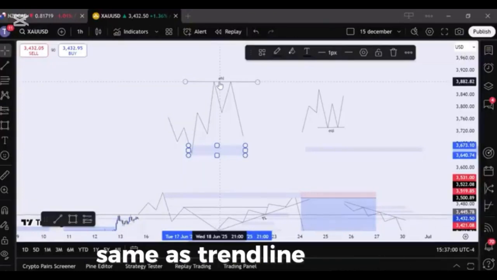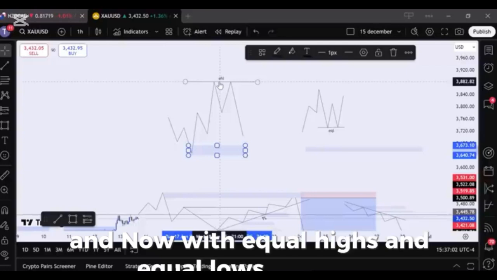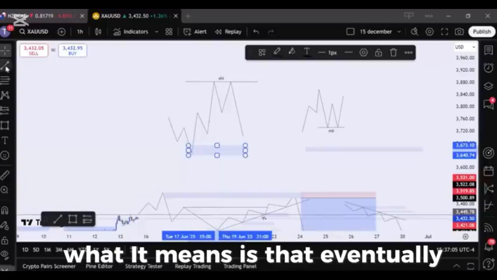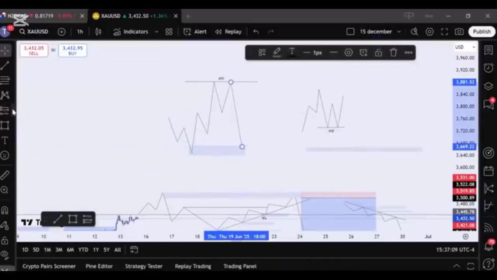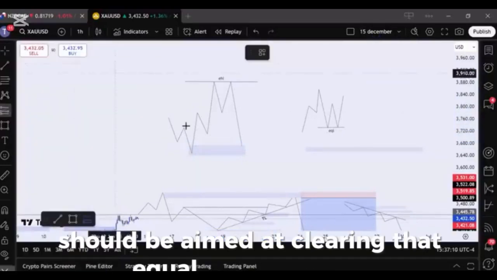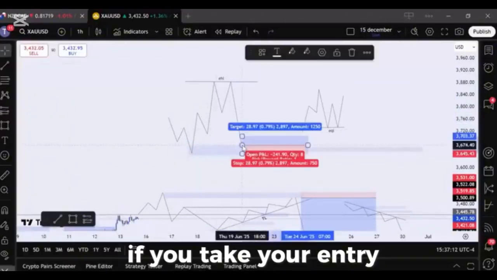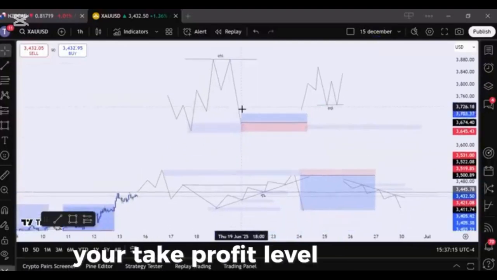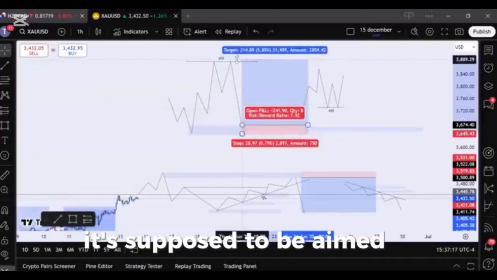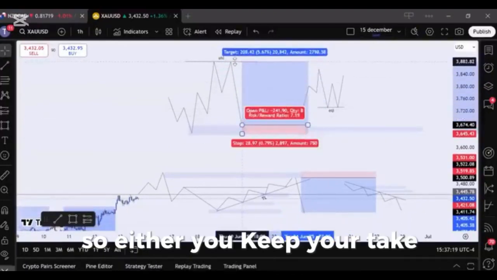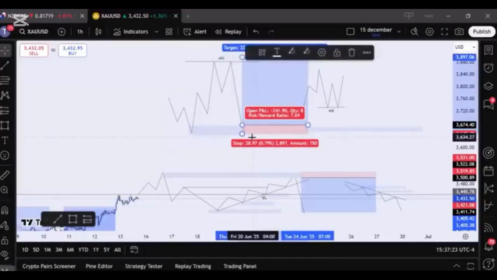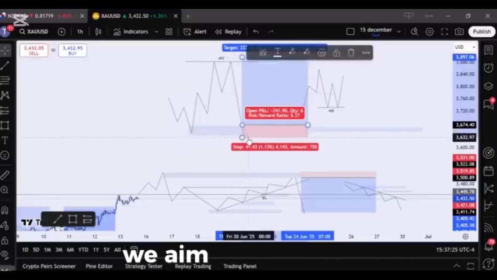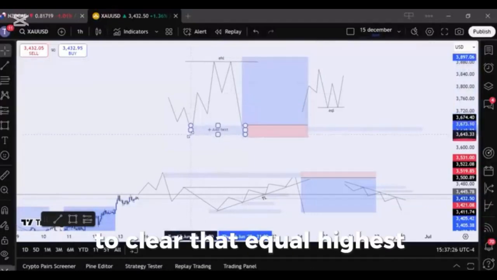Same as trendline liquidity, and now with equal highs and equal lows liquidity. So eventually, if the market comes and triggers your point of interest, your take profit level should be aimed at clearing that equal highs liquidity. If you take your entry from where you're supposed to, the take profit level is supposed to be aimed at clearing this liquidity. So either you keep your take profit exactly at that equal high, or you put it slightly above it. The market will aim at going there to clear that equal highs liquidity.